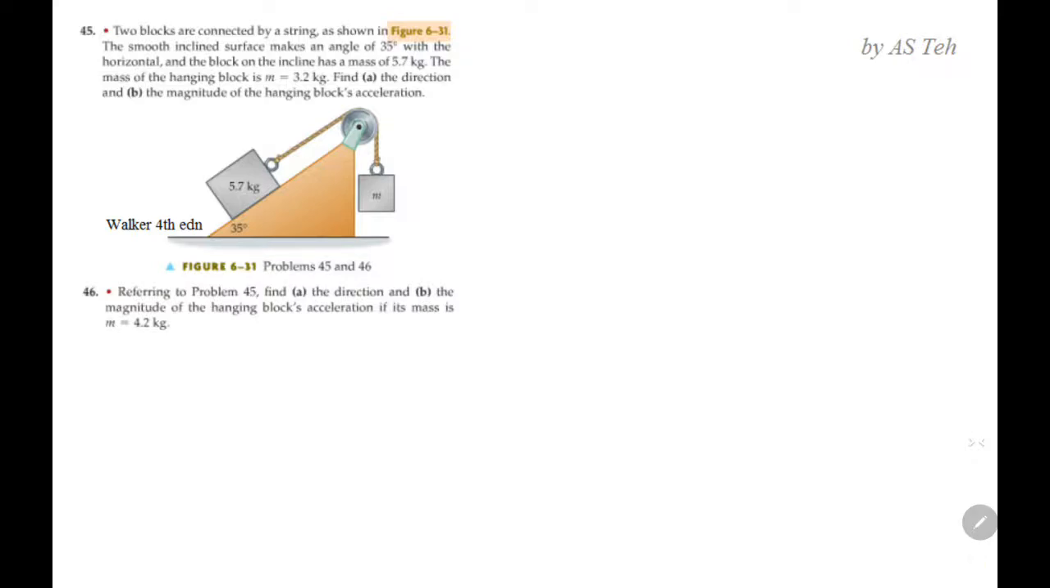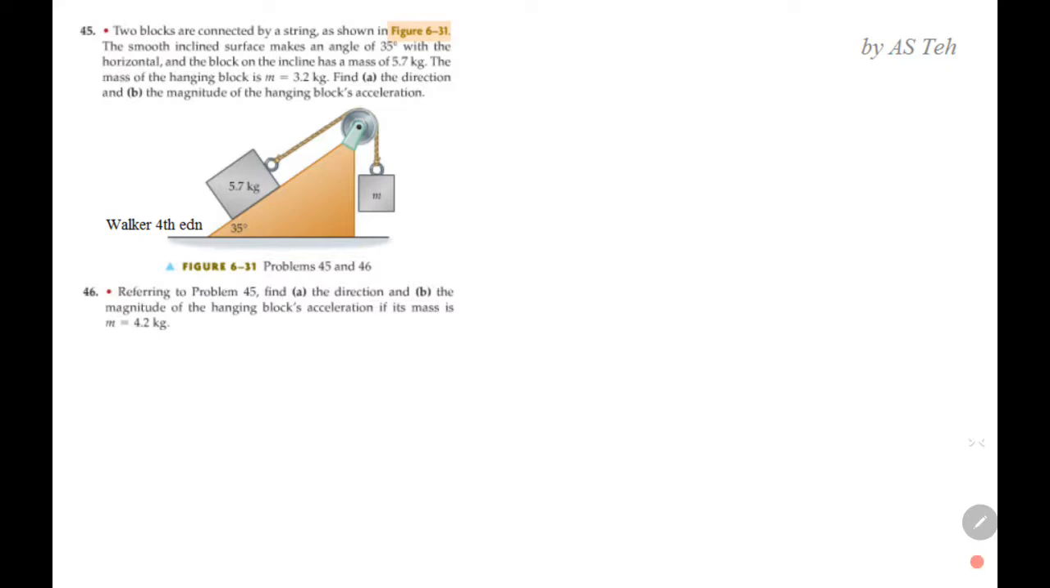Okay, in this example, we have two masses which are connected. One is on an incline and the other one is hanging. So what happens is we will have an acceleration of the masses. It could be up the incline or it could be down the incline. So what we first need to do is draw the free body diagrams for the respective masses.